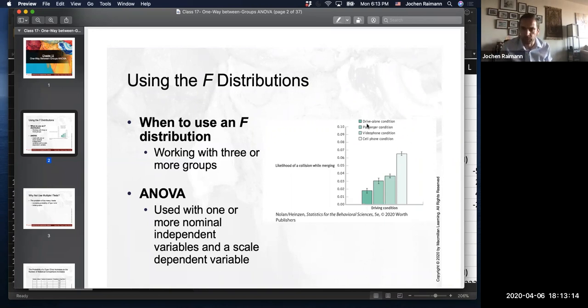You would, for example, have a driver alone condition, passenger condition, video phone condition, cell phone condition, and you compare the response time, so you compare the likelihood of a collision. So these are the kind of questions you would be looking at, where on the y-axis, the dependent variable axis, you essentially have a scaled variable, whereas on the x-axis you have nominal variables.